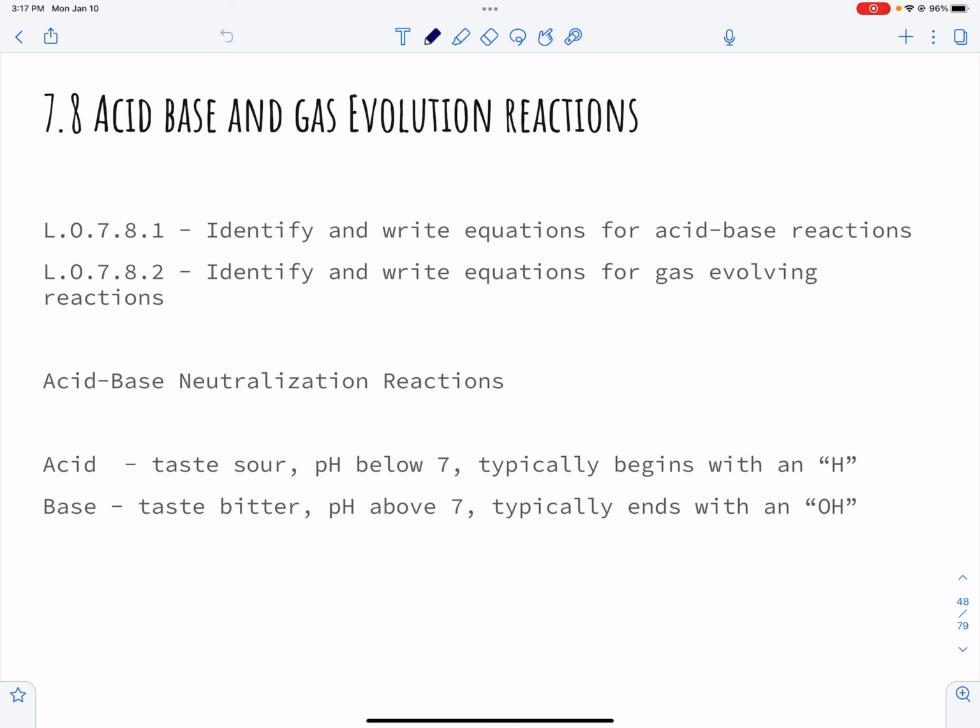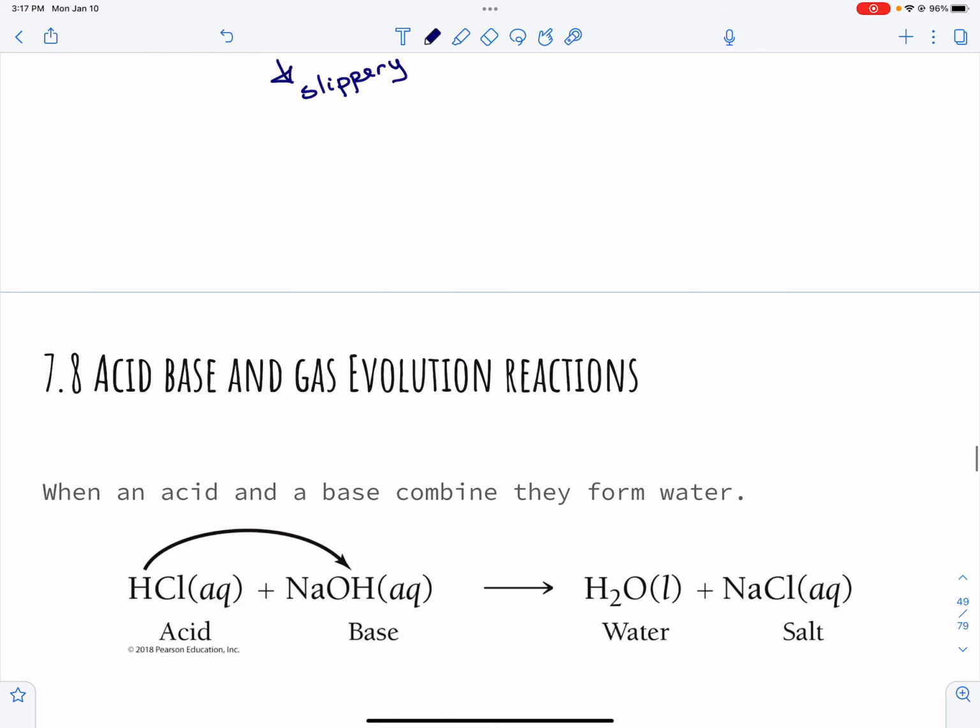So the first thing that we're looking at is acid-base neutralization reactions. We haven't really talked about this much, but what is an acid? An acid is a compound that tastes sour, has a pH below 7, typically begins with an H. Bases will taste bitter. They're also slippery, like soap, have a pH above 7, and typically end with an OH.